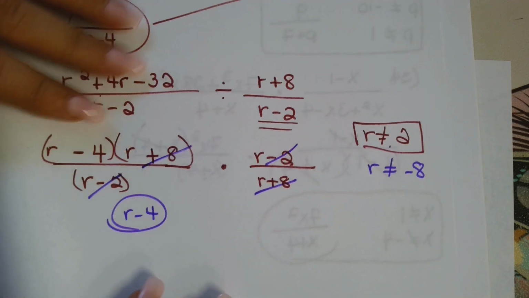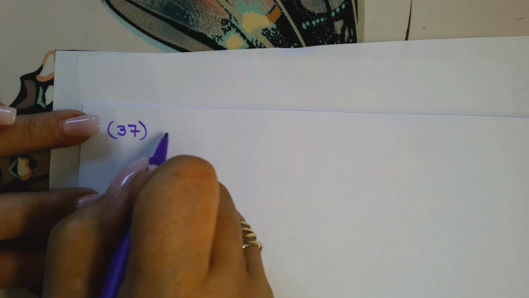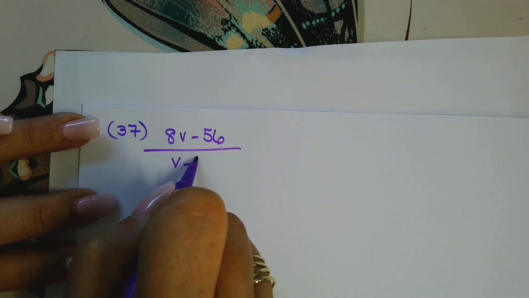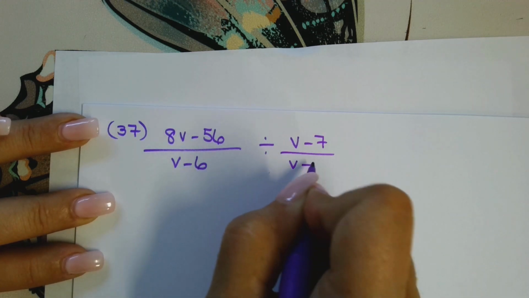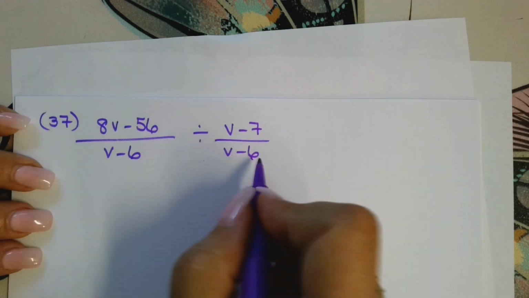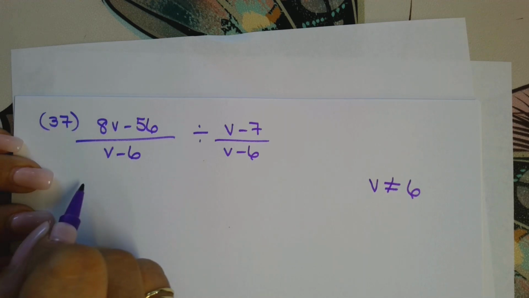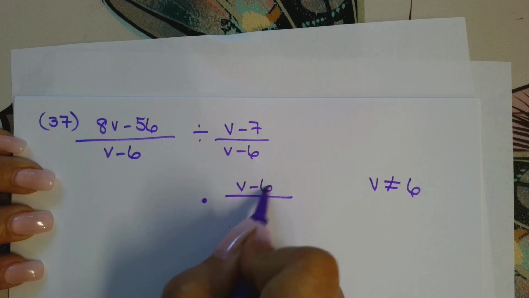Number 37. Okay, we have 8v minus 56 over v minus 6 divided by v minus 7 over v minus 6. Again, we check here, v cannot be 6. We're ready to go ahead and make this a multiplication problem. I'm going to go ahead and flip it.